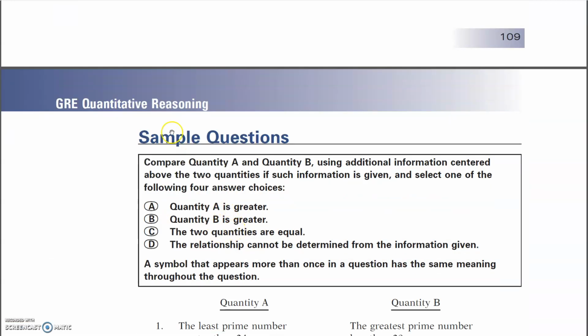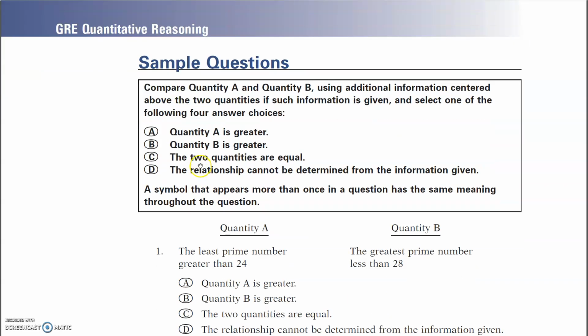Let me show you a practical example of this type of question. Now, this is the first one I told you about, where you compare two quantities. Look at the instruction. Please always read the instruction first, although if you have practiced well, you should know it already. You have to pick quantity A or quantity B. If you pick option A, it means quantity A is greater than B.